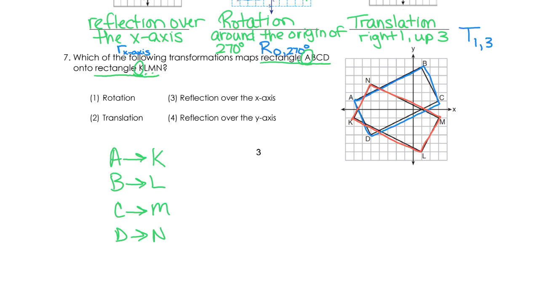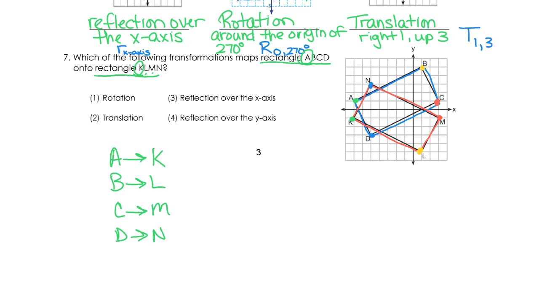All right. So basically, we're trying to figure out how A in the blue rectangle is going to get to become K in the red rectangle. Okay. Likewise, B's image is going to be L. Okay. C is going to become M. And last but not least, N is going to become D, or D is going to become N. Okay. But you can see how the points match up.